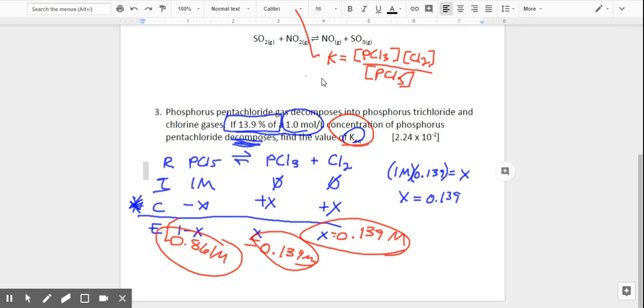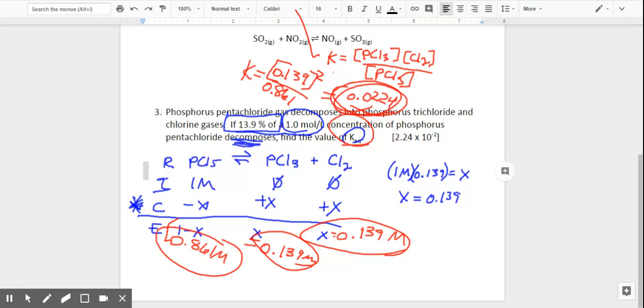Now we're going to plug in our values. And so we get 0.139 times 0.139. Is it okay if I simplify it to squared? Hopefully that makes sense to you. Over 0.861. So when I solve for that value, you end up getting 0.0224 for your K value. Now again, K doesn't have any units. It's like a little jaybird, so I leave it alone like that.